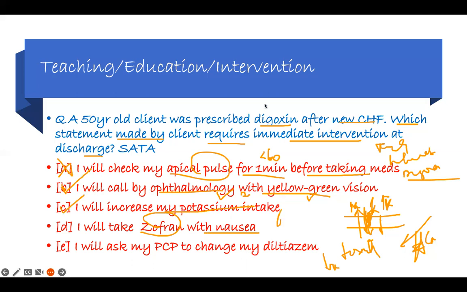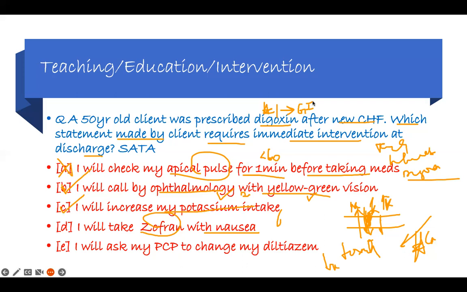Digoxin, the number one, listen carefully. The number one side effect that shows there's toxicity of the digoxin. It has a narrow therapeutic range, 0.5 to I think 2. The number one early sign of toxicity is GI symptoms. So nausea, vomiting, diarrhea is not just stomach upset. You have to call your doctor right away. That is the beginning of toxicity.